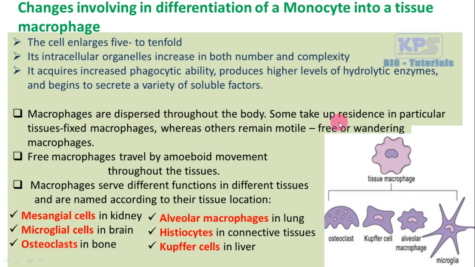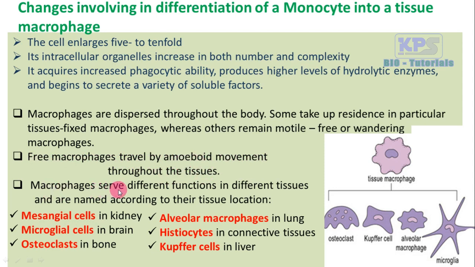Some take up residence in particular tissues; they are called fixed macrophages, whereas others remain motile. There are two types of macrophages based on their mobility. Some are fixed in certain tissues, called fixed macrophages, and some others are free or wandering type. They may be able to move or wander in different areas of our body. The free macrophages travel by amoeboid movements throughout the tissues. In different tissues, they can move by amoeboid movements.